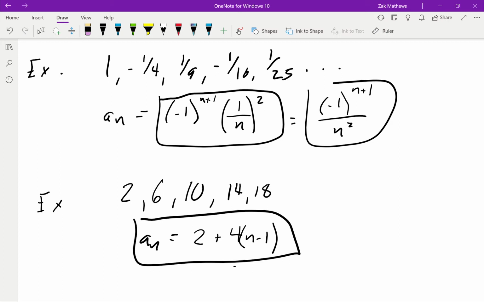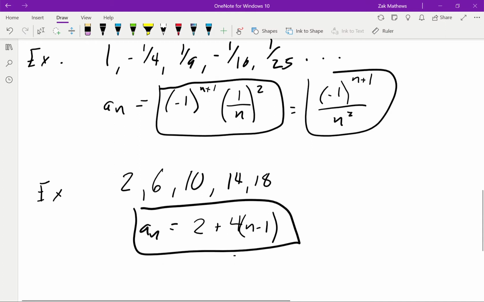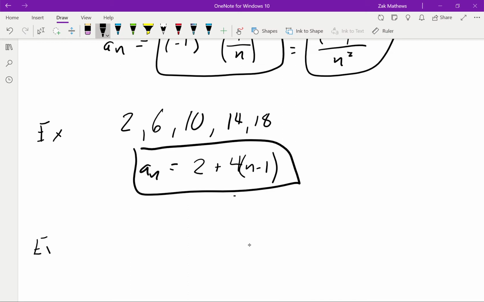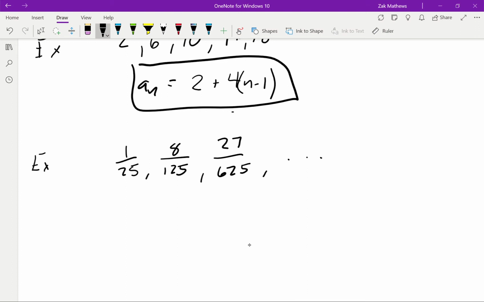Let's take one last example. So this one I'm going to do 1 over 25, 8 over 125, let's do 27 over 625, and so forth. So again, we need to figure out the pattern. If we look at the numerators, 1, 8, 27, those are perfect cubes.